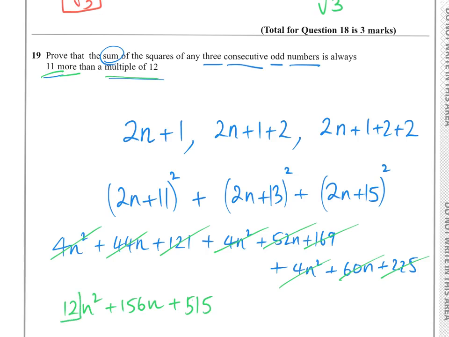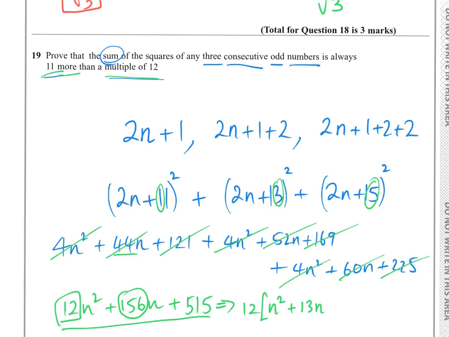Well, I know 12s go into 12 once. I also know that 12 13s are 156, and if you don't, that's okay, because you could have used 1, 3 and 5 here, and these numbers would have been a lot easier. But I'm just trying to show you that it doesn't matter. So I can look at this expression here, and I can write it as 12 lots of n squared plus 13n.